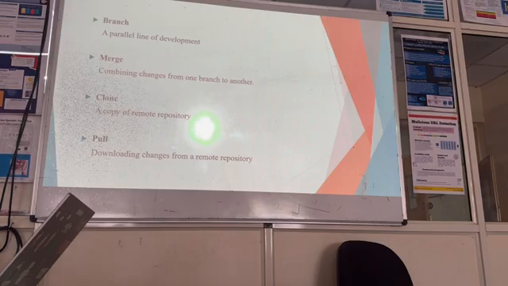Branch is a parallel line of development. Branching is also an important feature of GitHub. It means when multiple users are working on a single project, but on different features of the project. So that is branching, when people work on multiple different segments or modules of a project. Merge means we can combine changes from one branch to another.